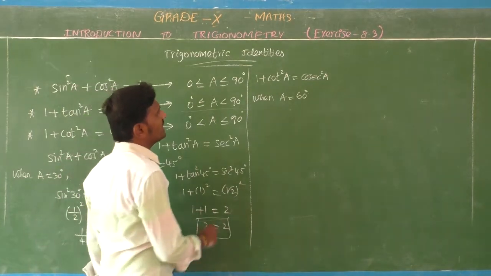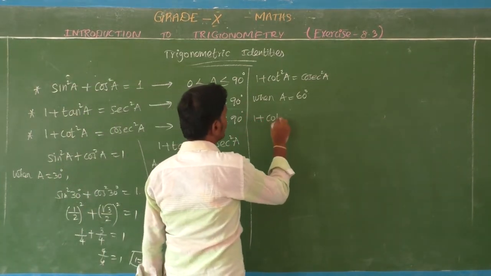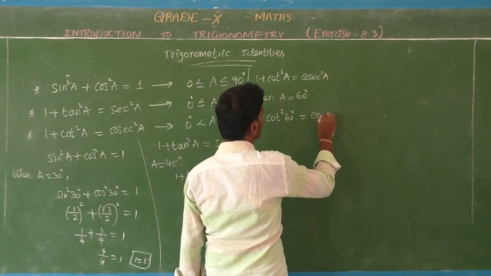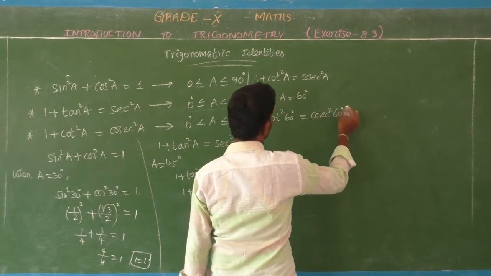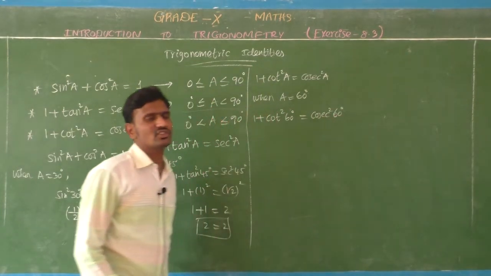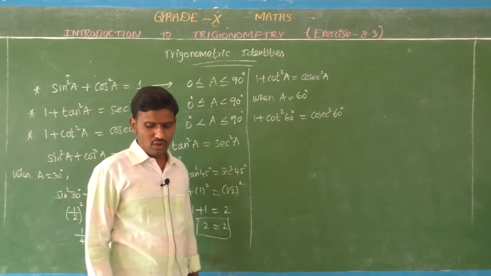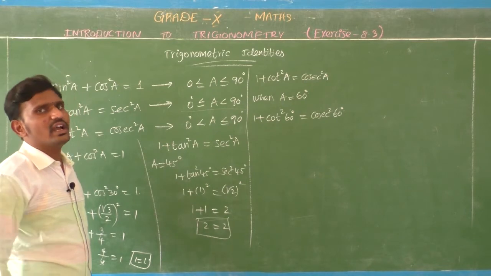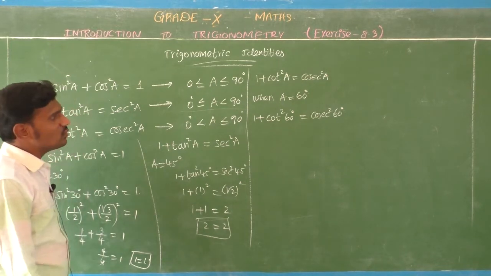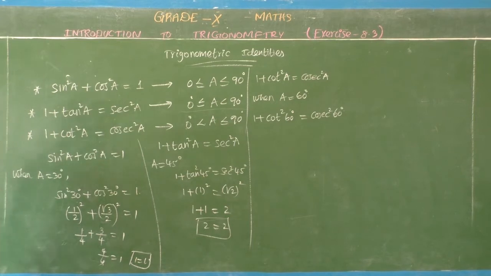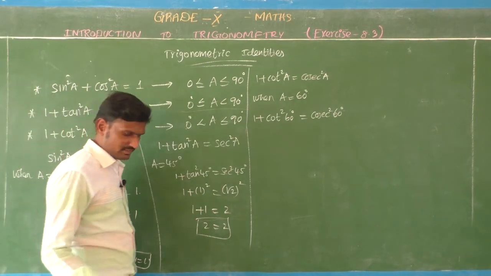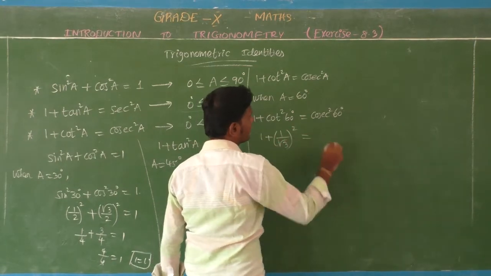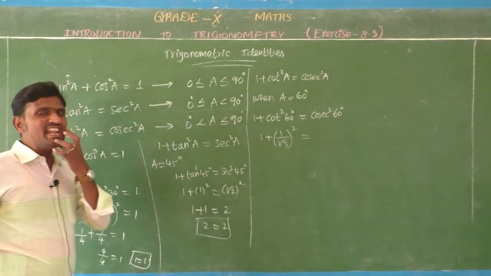Now 1 plus cot square 60 degrees is equal to cosecant square 60 degrees. Do you know the value of cot 60? Tan 60 is root 3, then cot 60 is 1 by root 3. Now 1 plus 1 by root 3 the whole square is equal to cosecant square 60.